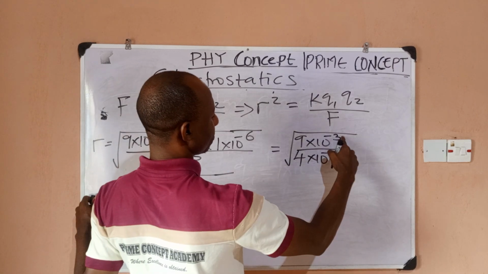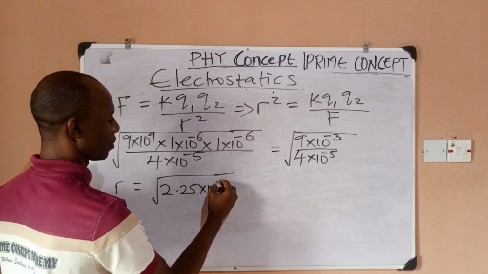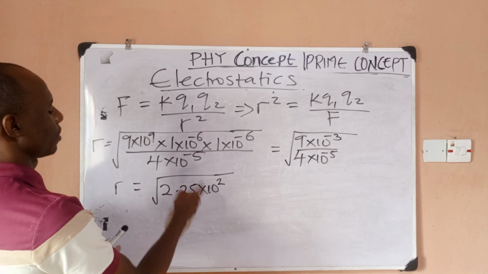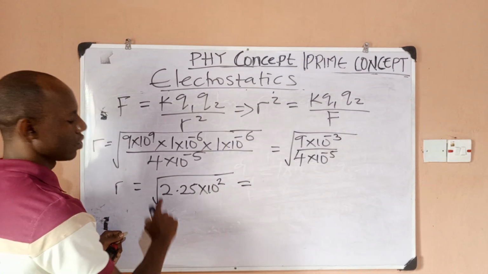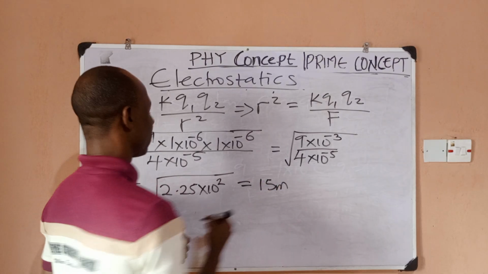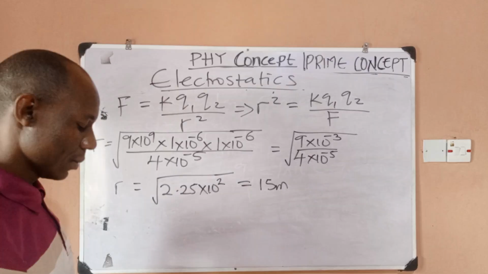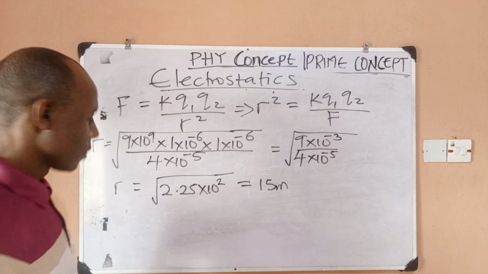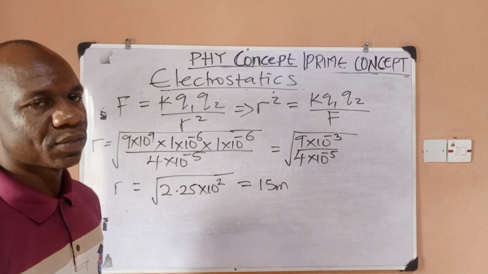When this power comes up, it becomes plus. So you have 5 minus 3, which is 2. So if you punch this, square root of 225. This is simply 225 actually. So square root of 225 is going to be 15. So we'll have 15 meters, and this is our answer. All right. I believe this concept is very simple and very clear.